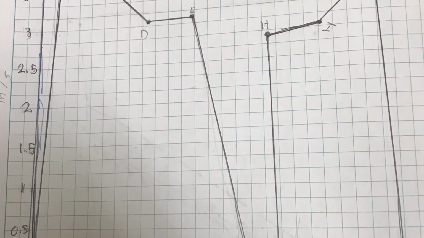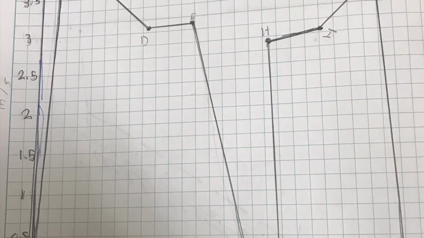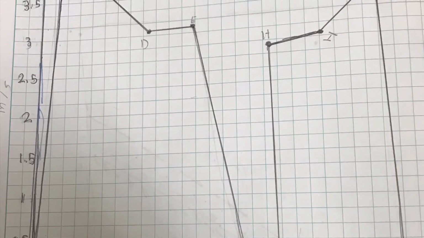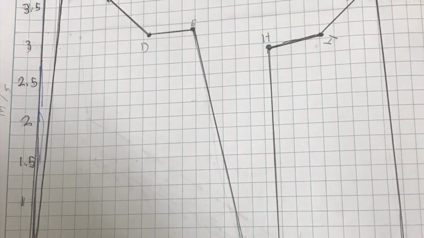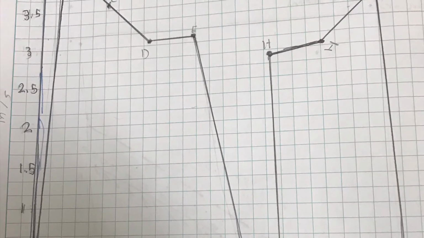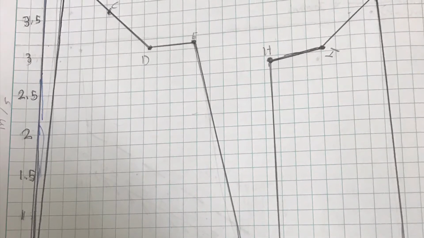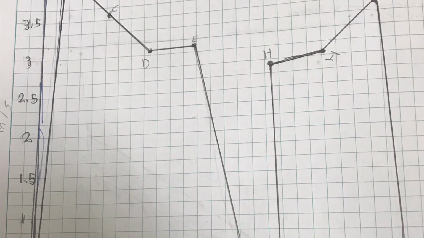From F to G, he was resting. From G to H, he was starting back up, so he was speeding up. From H to I, he was slowly speeding up. And from I to J, he sped up some more. And from J to K, he was slowing down and returning back to his starting point.